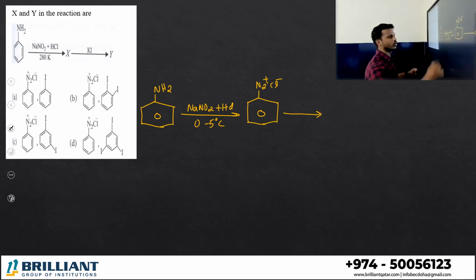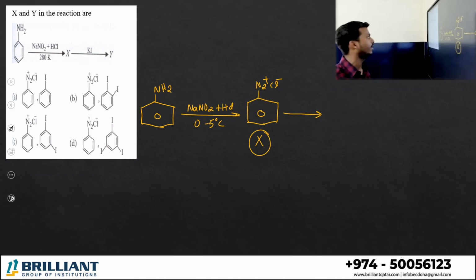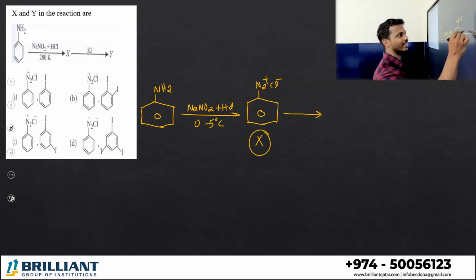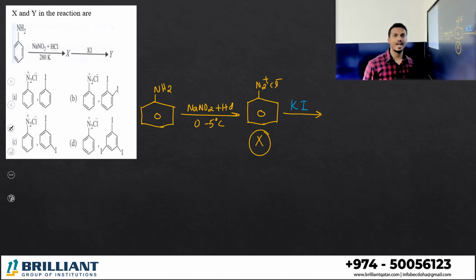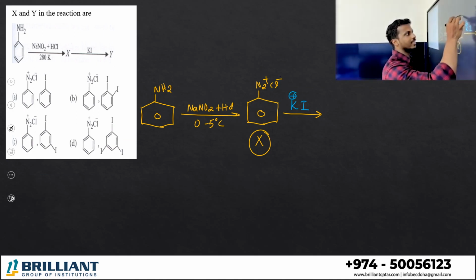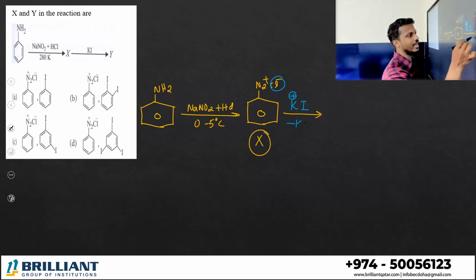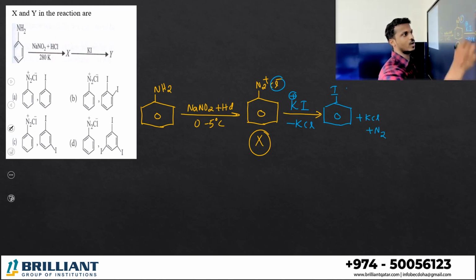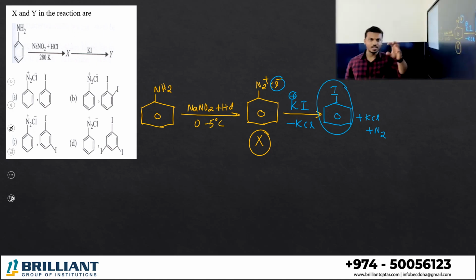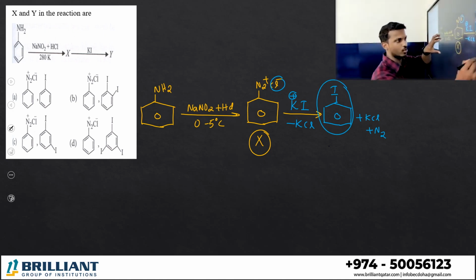So this is your compound X. What are they treating it with? Check it. Treating with the potassium iodide, KI. What happened when they treated with the potassium iodide? This K+ and Cl- eliminated as KCl. Iodine will substitute on benzene ring. You will get iodobenzene with the KCl and the nitrogen gas. So this is compound Y.